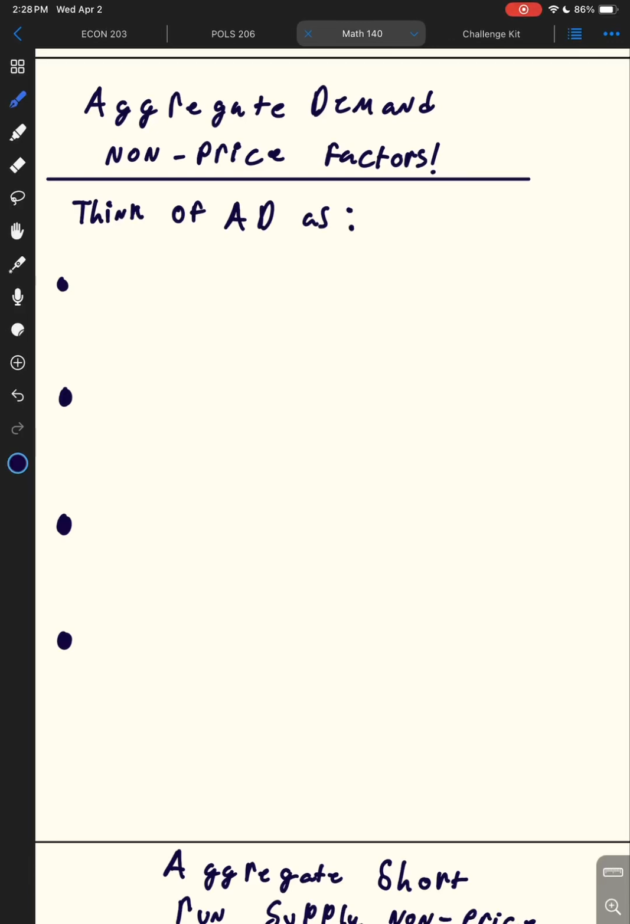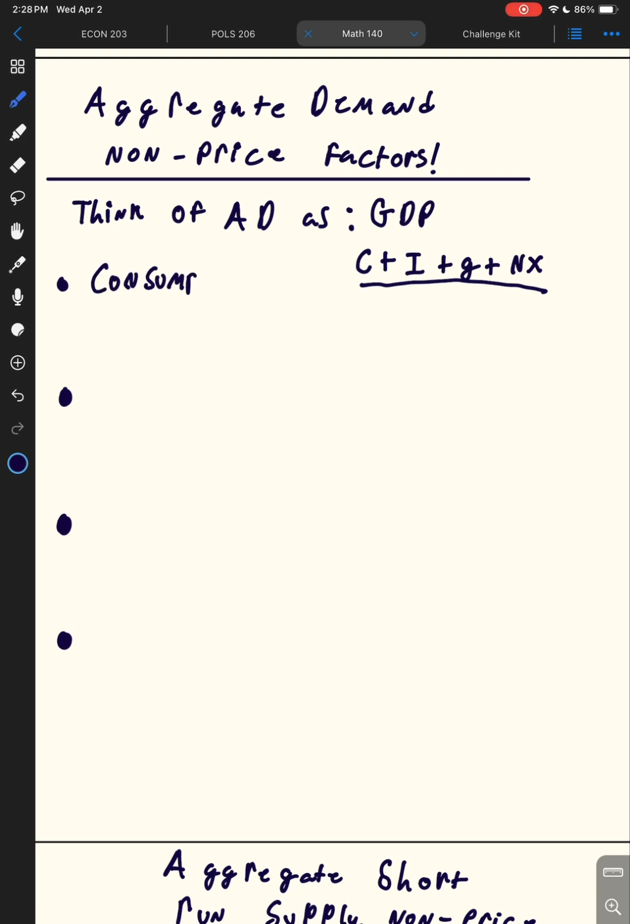Hello, we're going to be going over the aggregate demand and aggregate supply long and short run non-price factor determinants. So, to start off with aggregate demand, the non-price factors or determinants, we want to think of aggregate demand as the same thing as GDP and think about what creates GDP, which, as we know, GDP consists of consumption plus investment plus government spending, plus net exports. So our non-price determinants of aggregate demand is going to be the exact same thing as GDP.